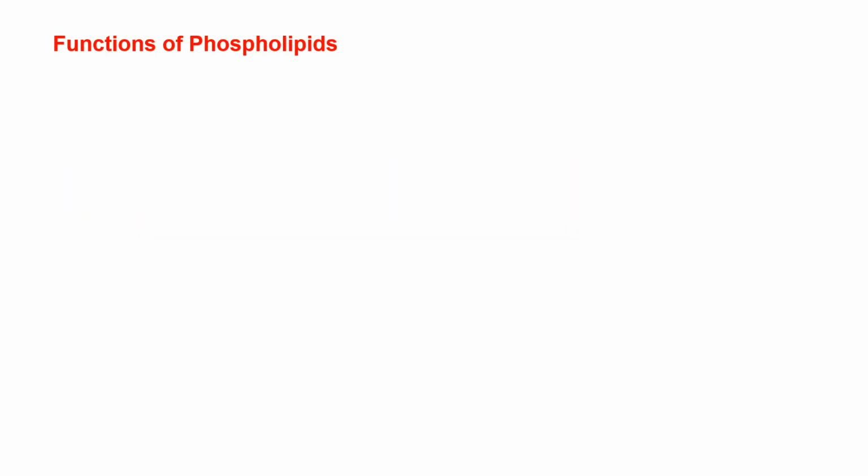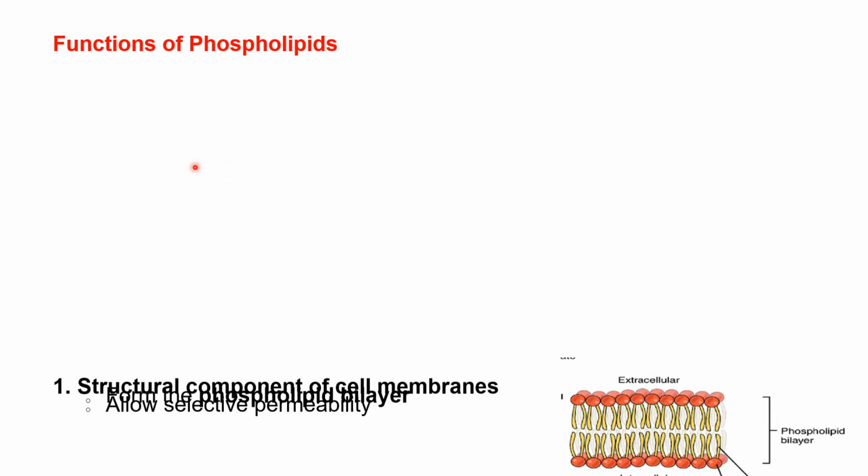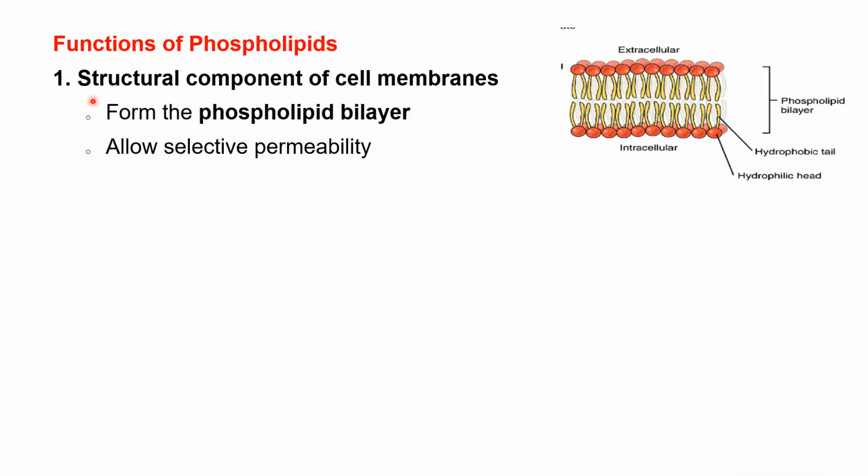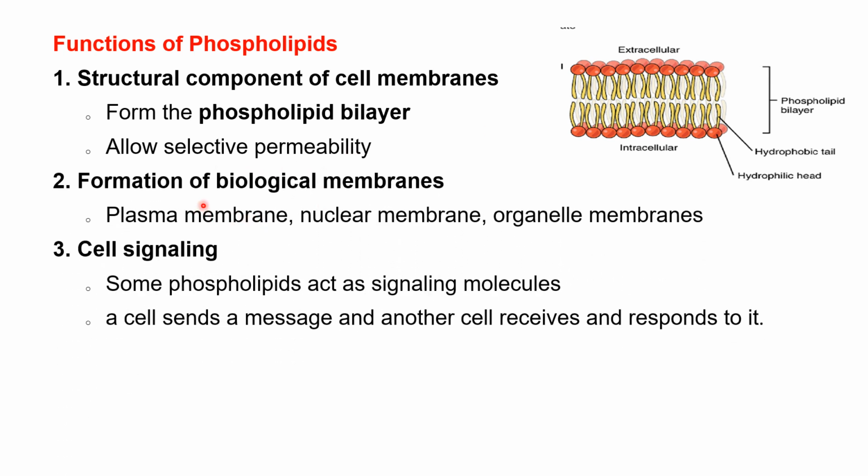Then, what are the functions of phospholipids? Phospholipids have many functions. Let us see some of them. The first one is a structural component of the cell membrane. That means it forms the phospholipid bilayer. If this is the cell membrane, it forms the phospholipid bilayer. This allows selective permeability. And the other one is formation of biological membranes.